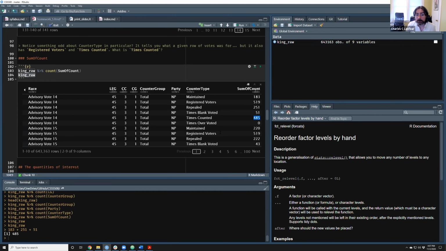If we move to the next precinct, for instance, not precinct, but the next race, we see 220 maintained, 222 repealed, 43 blank voted. I'm just going to say 220 plus 222 plus 43 is 485. If I scroll to the next one, there were 485 counted ballots. So if you just do this sort of math, you should see, oh, these things add up. This is how you can figure out which of these things mean what in these different rows.